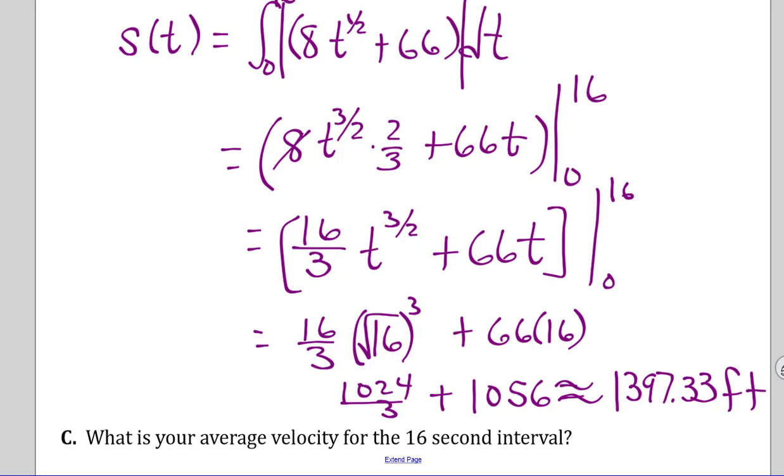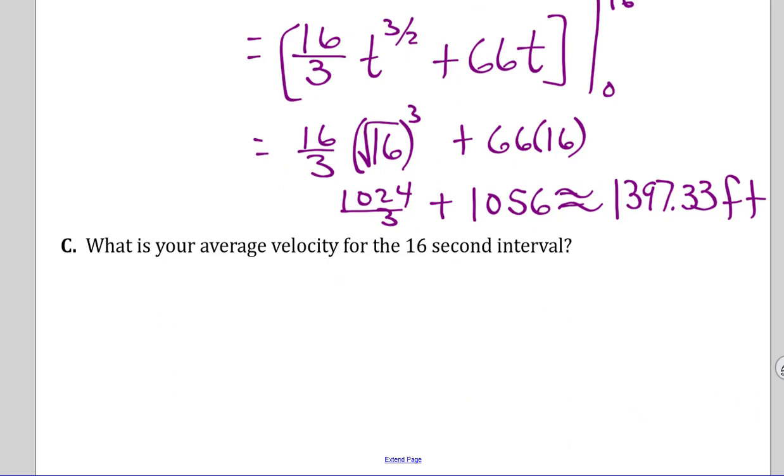Finally, in C, they ask us, what is our average velocity for the 16-second interval? And we don't want to overthink this problem, okay? We know how far we traveled during the interval, right? And we know how much time. So that's average velocity. When you go on a trip, you look at how far you have to go, you look at the time it takes you to get there. That's going to give you your average velocity, okay?